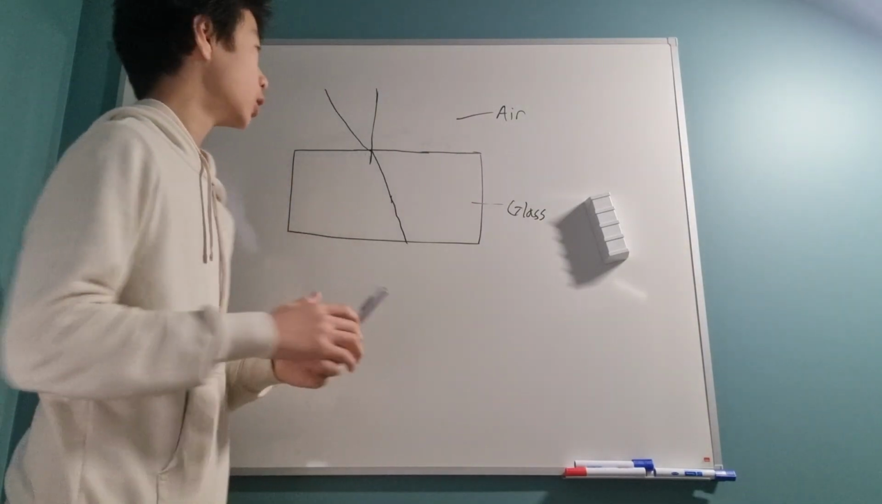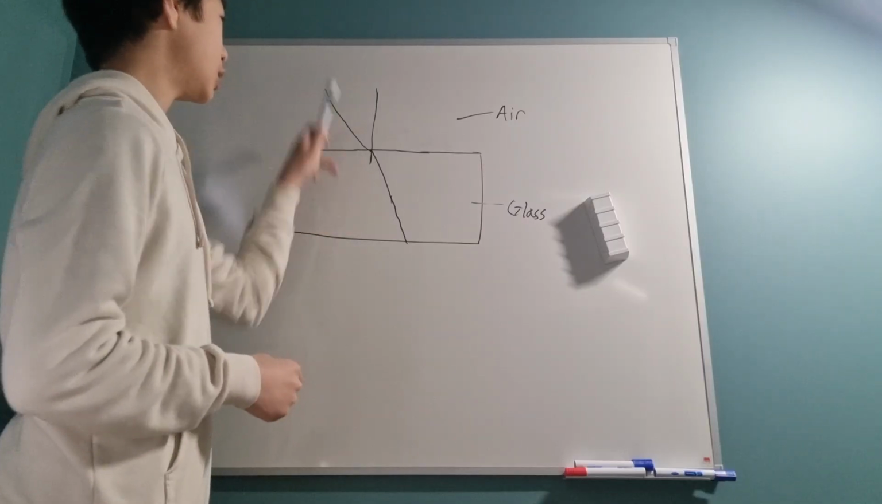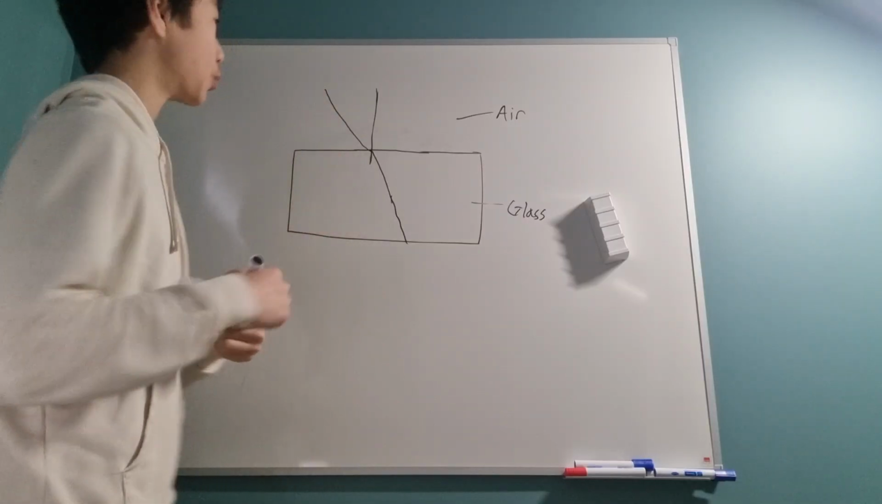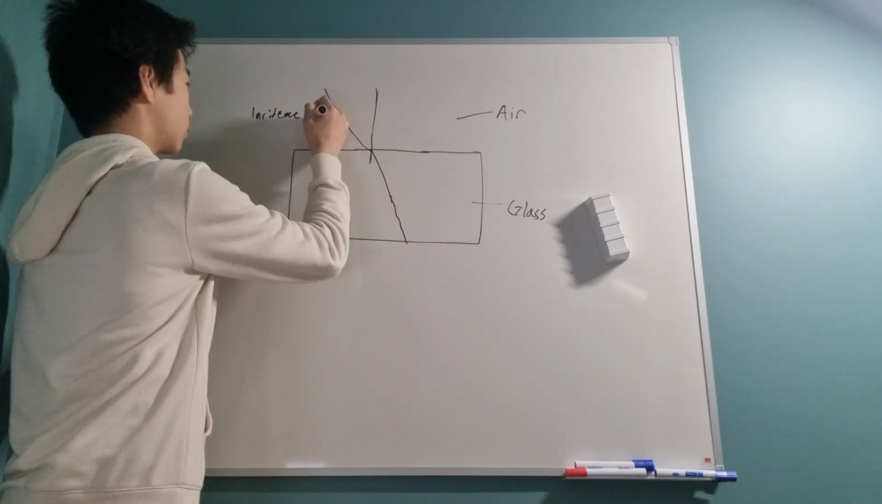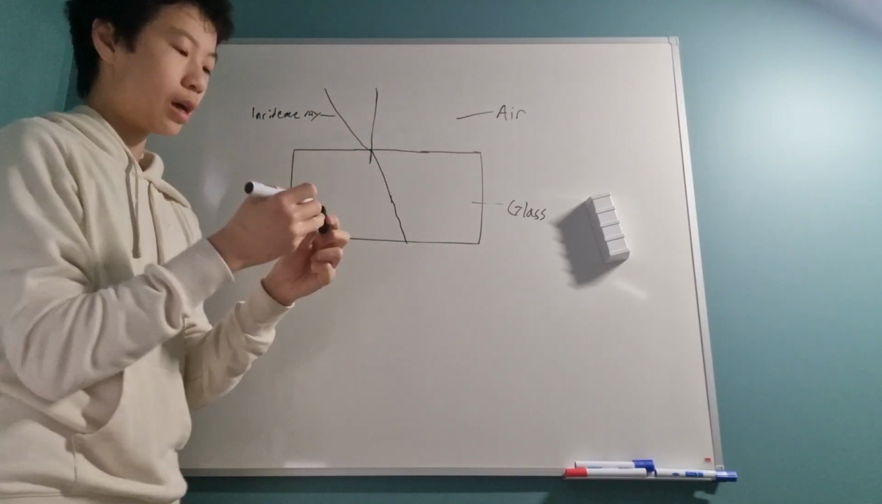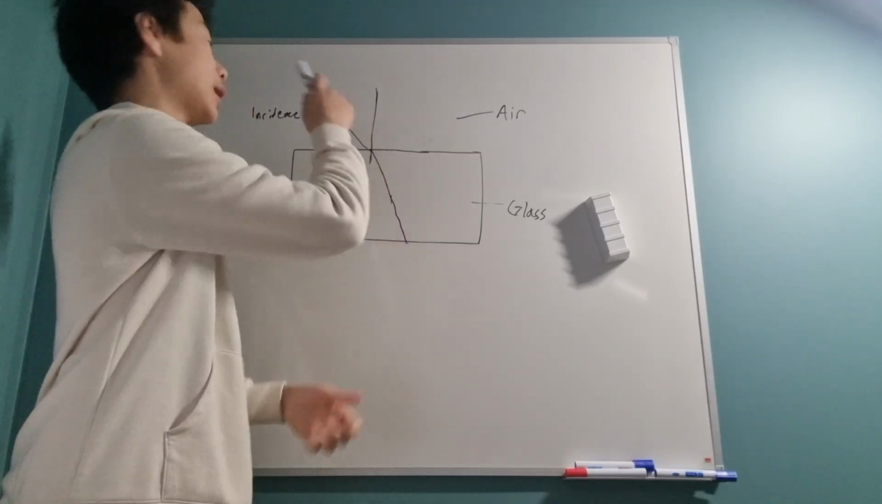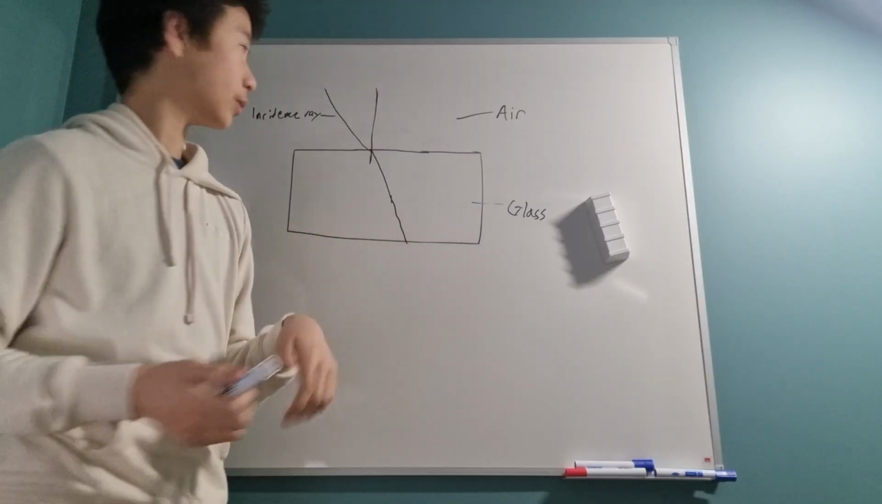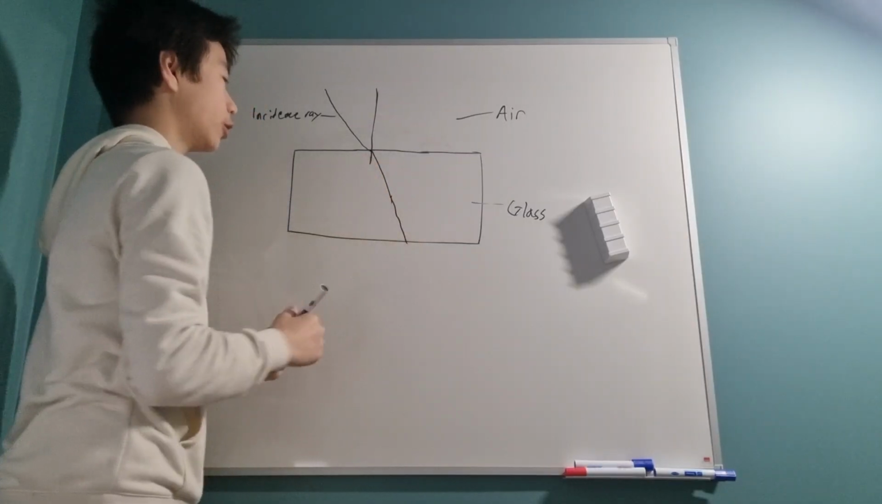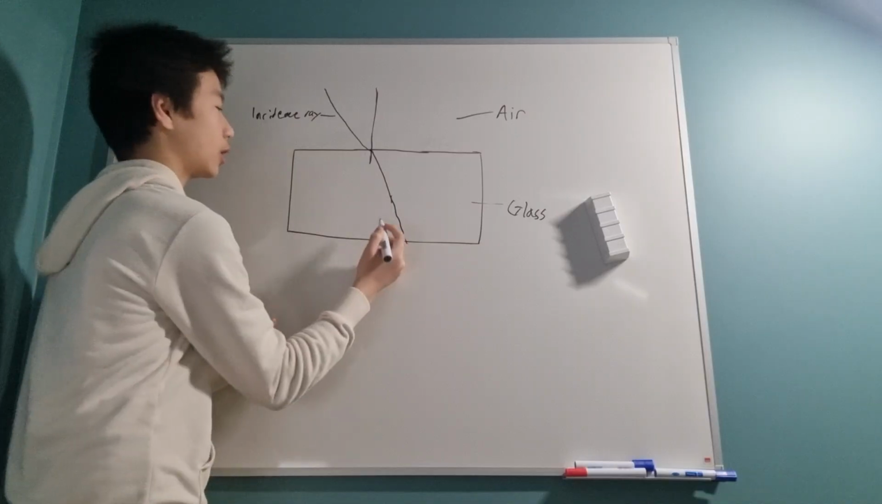I'm back. So what is this thing? You see the light? That's the incidence ray. The incidence ray is the light that is traveling, the first light ray before any refraction. This, however, here is the refracted ray because it's refracted.